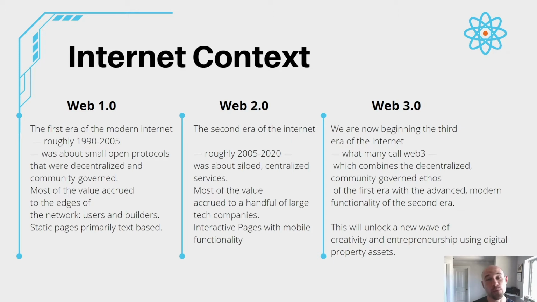So Web 3.0, we're now beginning the third era of the internet. It roughly started in 2009 with the discovery and creation of Bitcoin. But what many call Web 3 combines the decentralized, community-governed ethos of the first era with the advanced modern functionality of the second era. So I should say the first era, my apologies. And this will unlock a new wave of creativity and entrepreneurship using digital property assets. We'll get more into that.